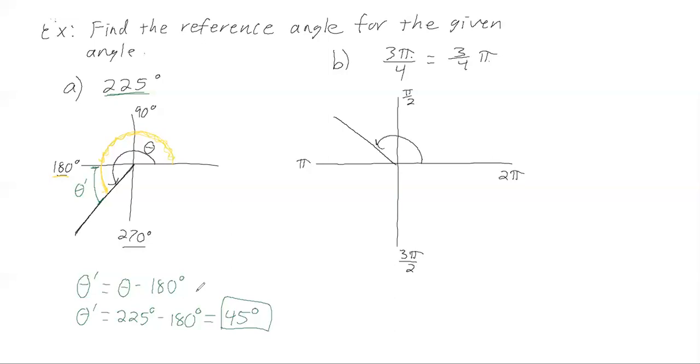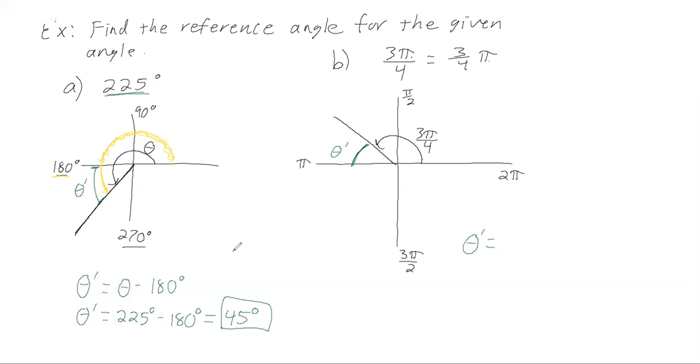All right, so what is this? This is 3 pi over 4, or 3/4 of a pi, depending on how you like to write it. Where is my reference angle here? My reference angle is right here between the x-axis and the terminal side. I'll call that theta prime. Now let's find a measure of theta prime here, okay?